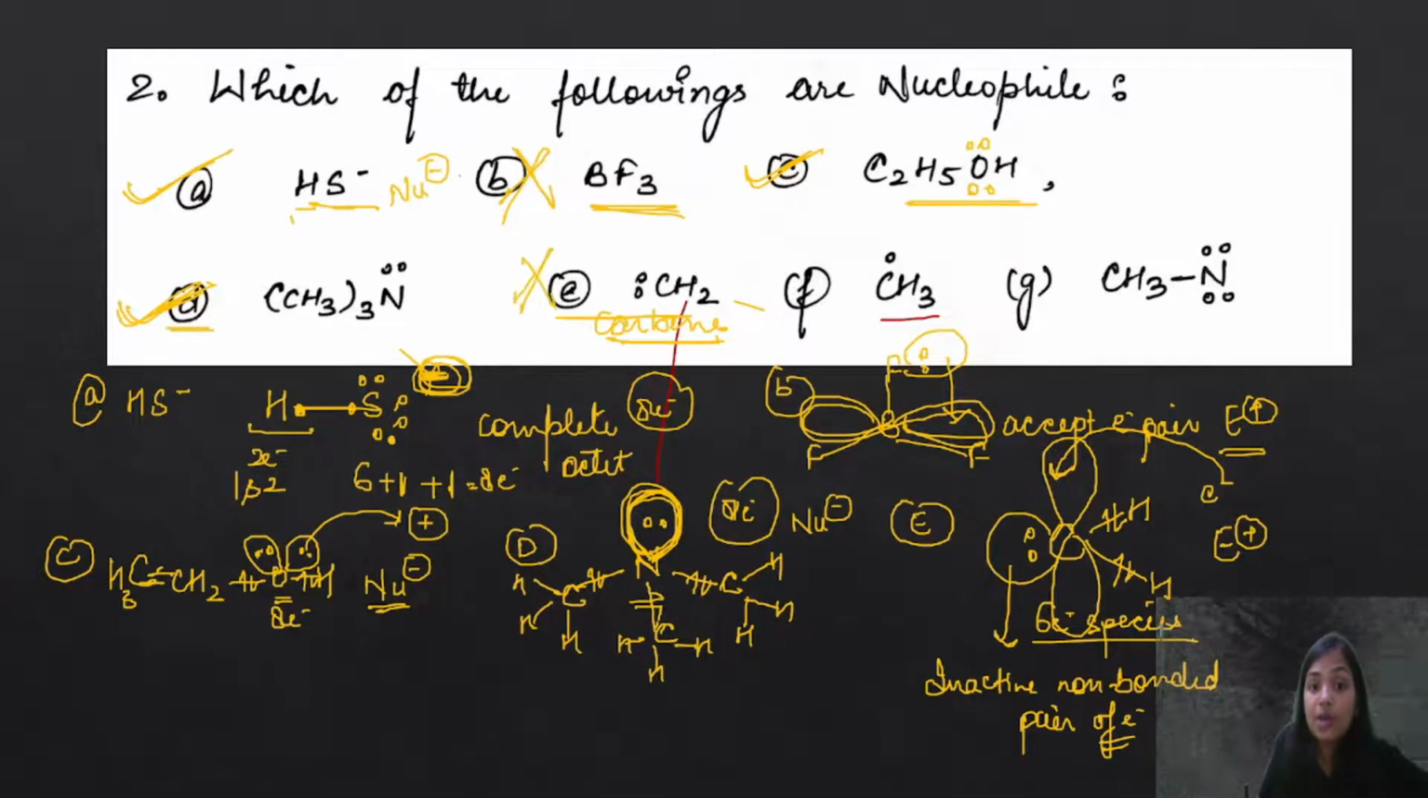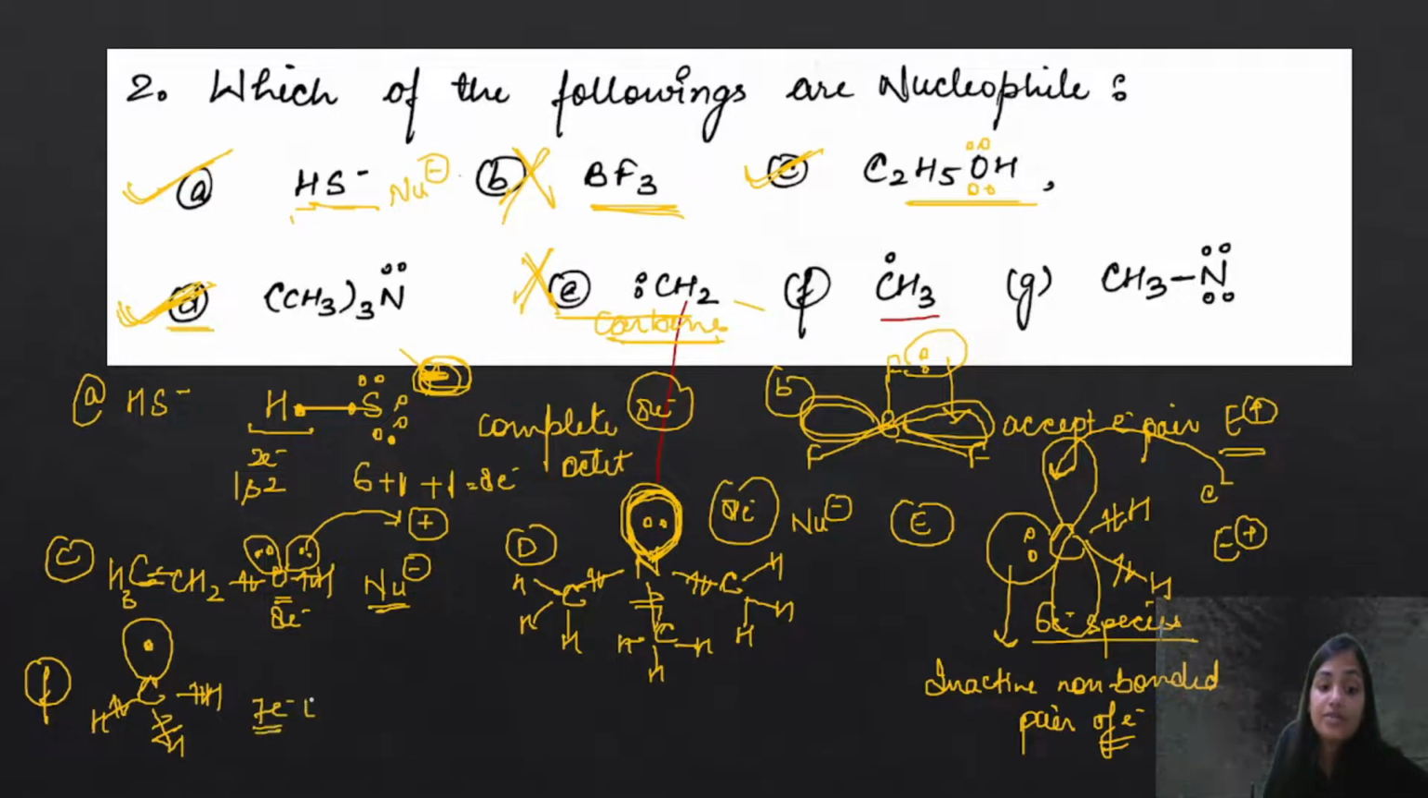So this is not a nucleophile. Now, if you see option number F, in this case we have carbon with hydrogen, hydrogen, hydrogen, and one single electron. So this is a radical. This has 1, 2, 3, 4, 5, 6 and 7. So this is a 7 electron species, that is an odd electron species.